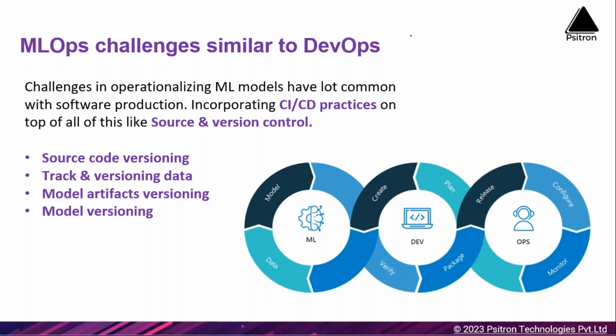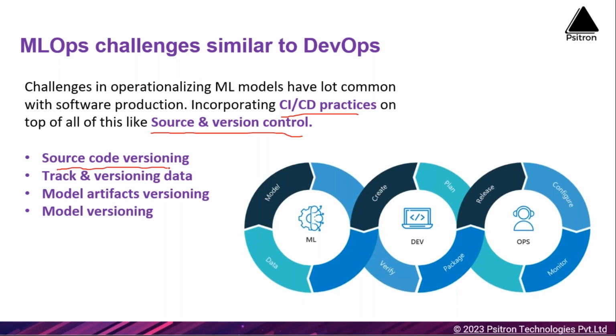But when we talk about DevOps, here we have challenges in operationalizing ML models that have some things in common with software production. I mean, DevOps and MLOps have some common things. For example, the traditional tools that we use in DevOps, such as CI/CD tools or CI/CD practices, are common in MLOps. Likewise, source and version control tools that we use in DevOps are common in MLOps. We will talk about CI/CD in detail later. So what are source and version control tools, for example?